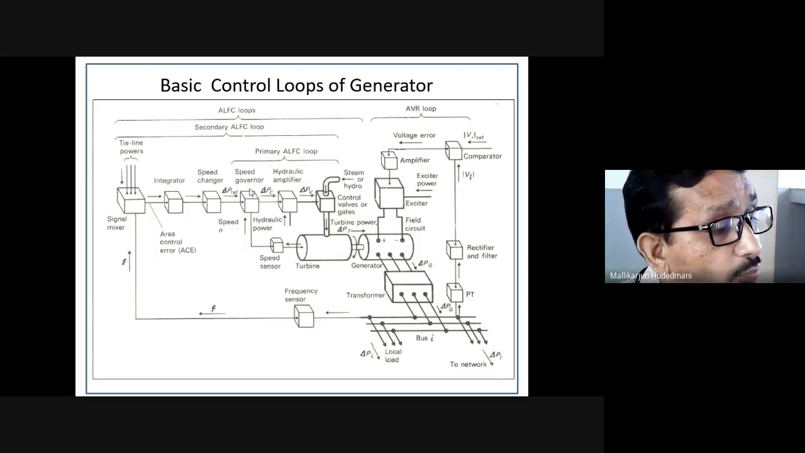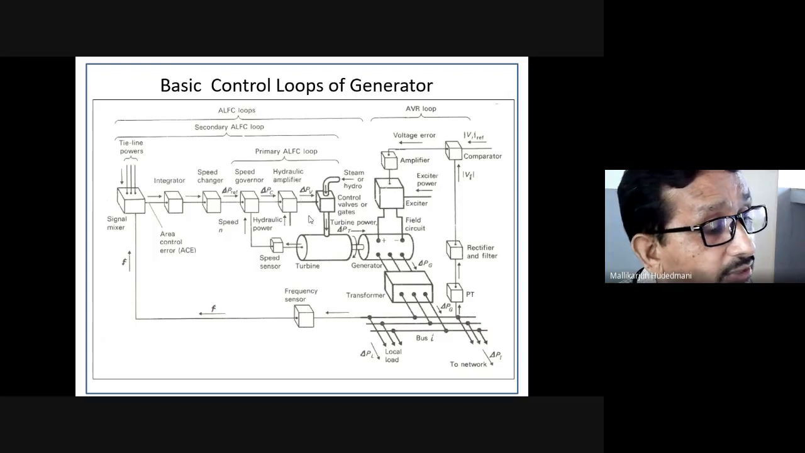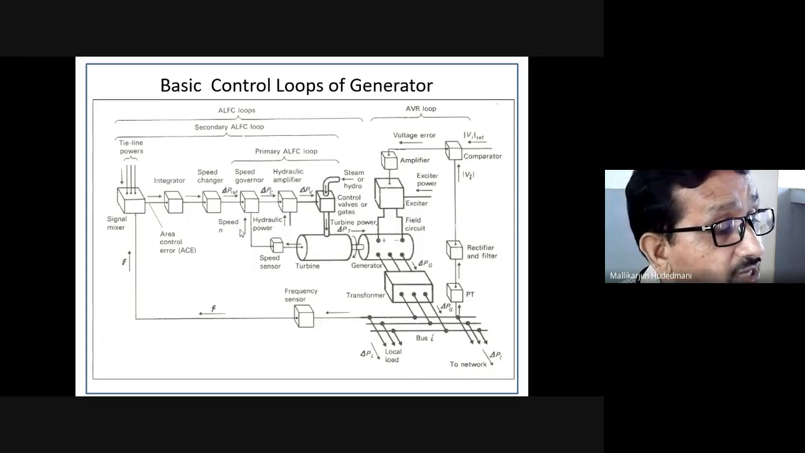There could be a control loop associated with the valve controller. This valve needs to be controlled by some controlling mechanism. That is done by the governor and associated accessories. So speed control is done in this loop, which I am trying to put a boundary around. This is the boundary I am showing here. This is the boundary where speed control is done. This is called the primary ALFC, the primary automatic load frequency controller loop.